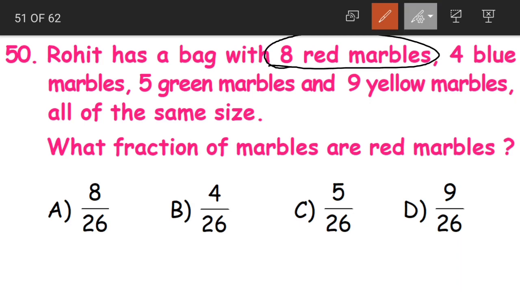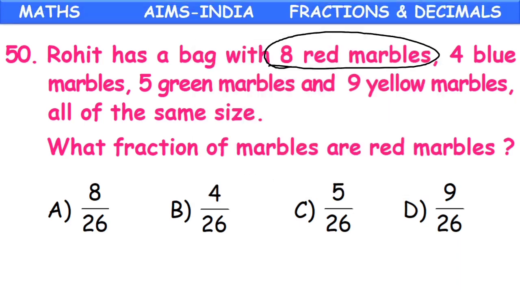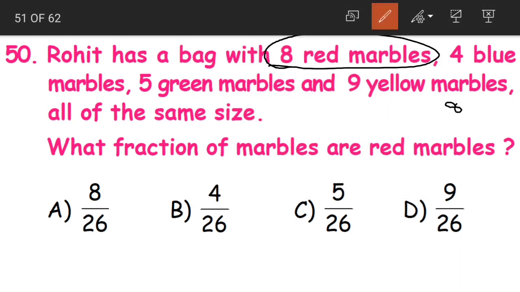Now how many red marbles do we have, children? We have 8 red marbles. So 8 becomes our numerator. 8 divided by, what about the denominator? The denominator will be the total number of marbles. We have to add all the number of marbles together.